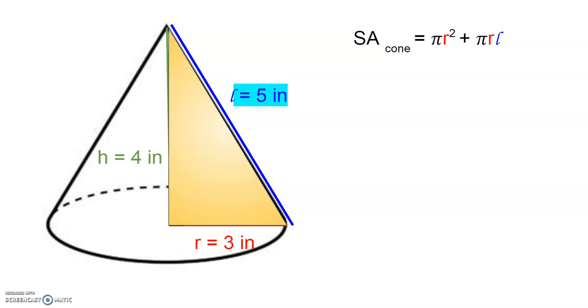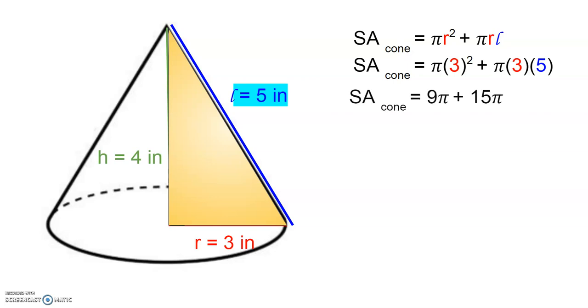So when we're given the height of cones or pyramids, you have to make sure that you do that Pythagorean theorem problem to get the slant height on the surface. So you substitute in your values. Notice that we don't substitute the 4 in at all. It was a tool that we used to solve for the slant height. You simplify down, you combine your like terms, and then make sure you add in units squared.